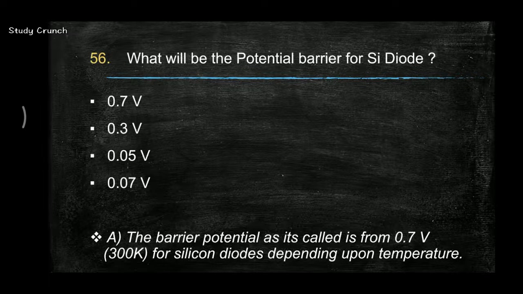Next, what will be the potential barrier for silicon diode? So the answer is 0.7 is the potential barrier at 300 Kelvin.